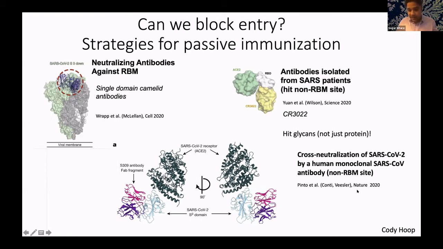More recently, the Wiesler lab again has found antibodies that were originally derived from SARS patients that can cross-neutralize SARS-CoV-2. So again, these antibodies are binding. This is the antibody. This is the receptor binding domain. And again, they're binding in a different location, but somehow they are able to cause other changes, and people are investigating what those changes are, and that can neutralize the virus. So that's very exciting, and hopefully we can learn from these antibodies.